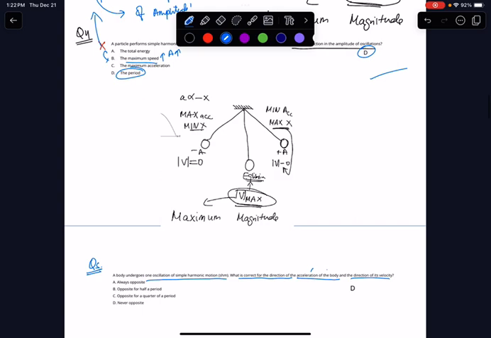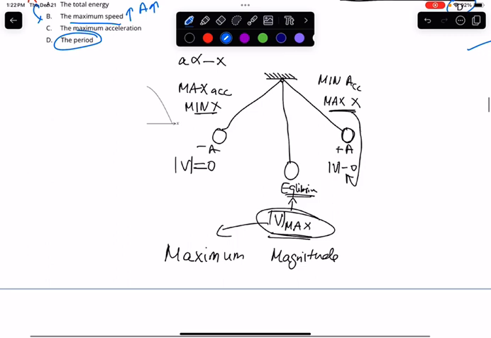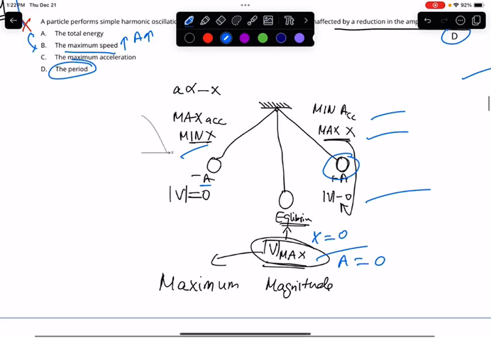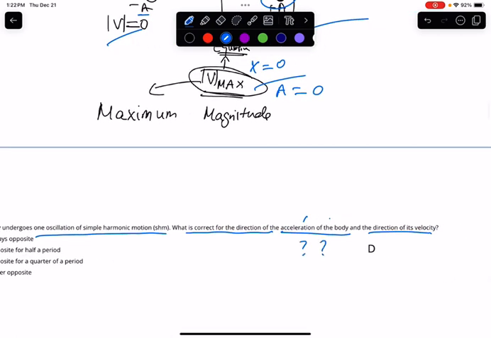As we have seen for this simple pendulum, when you're at your maximum amplitudes, your displacement is maximum, your acceleration is minimum, and your velocity is 0. When you're at your equilibrium, the velocity is maximum, but the displacement is 0 and the acceleration is 0. When you're at your negative amplitude, your x direction is minimum, but your acceleration is maximum and the velocity is 0. So they're asking how the acceleration and velocity relate with this.